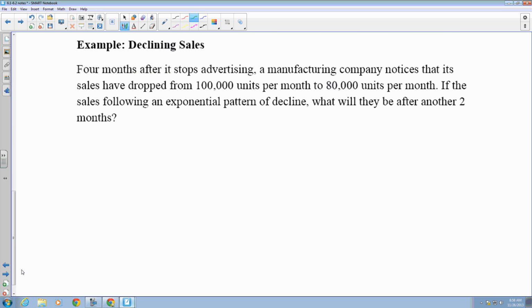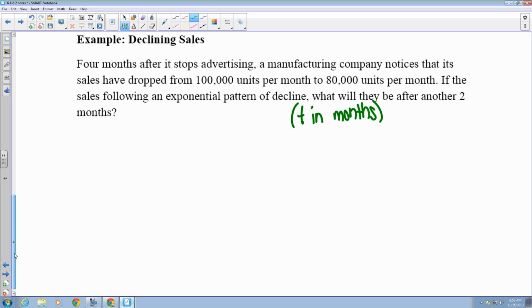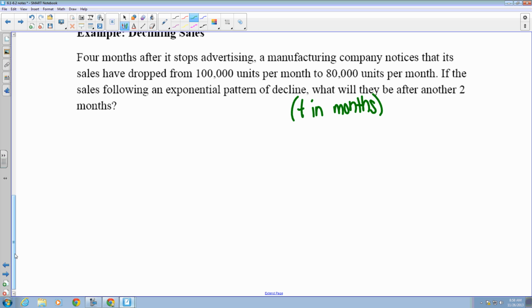Four months after it stopped advertising, a manufacturing company notices that its sales have dropped from 100,000 to 80,000. If the sales follow an exponential pattern of decline, what will they be after another 2 months? We're going to use t in months. If all of your data is in months, you can use that for your t instead of years. So we have y is 80,000, t is 4, and this initial is your C.